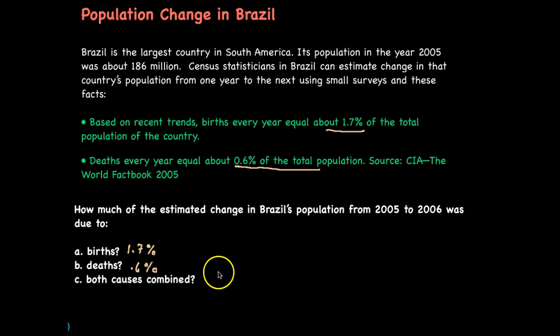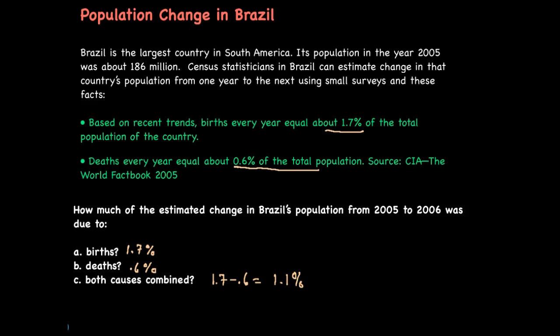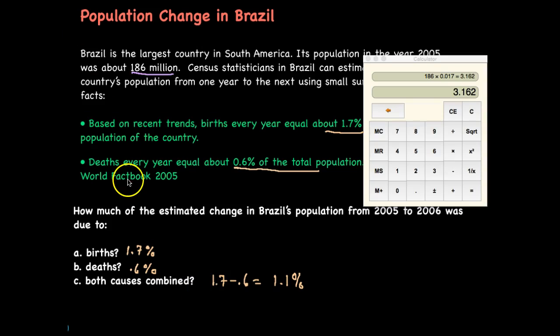Well, if we combine both, we have an increase of 1.7%, and we have a decrease each year of 0.6%. So that means if we combine them, we have an increase of 1.1%. But we want to know the actual numbers of people. How many people are we increasing by? How many are we decreasing by? What about combined? So again, pause the video, see if you can come up with how many births we have each year, how many deaths, and then the total population combined.